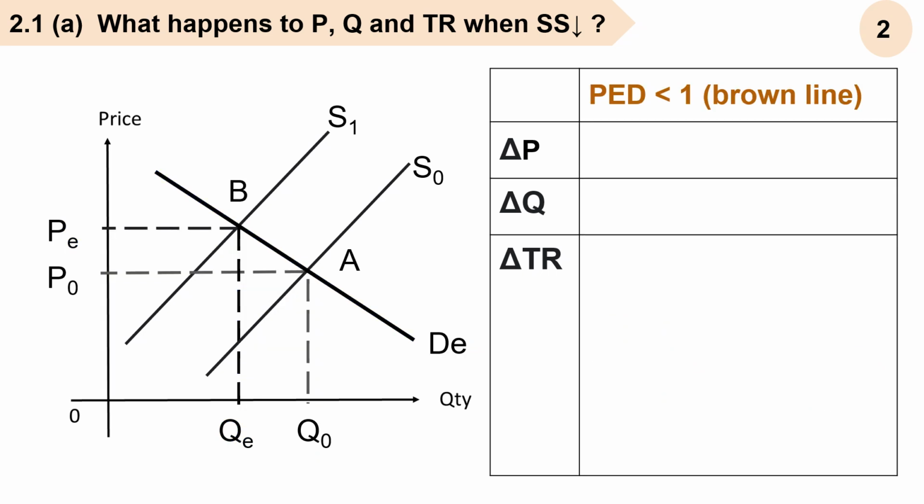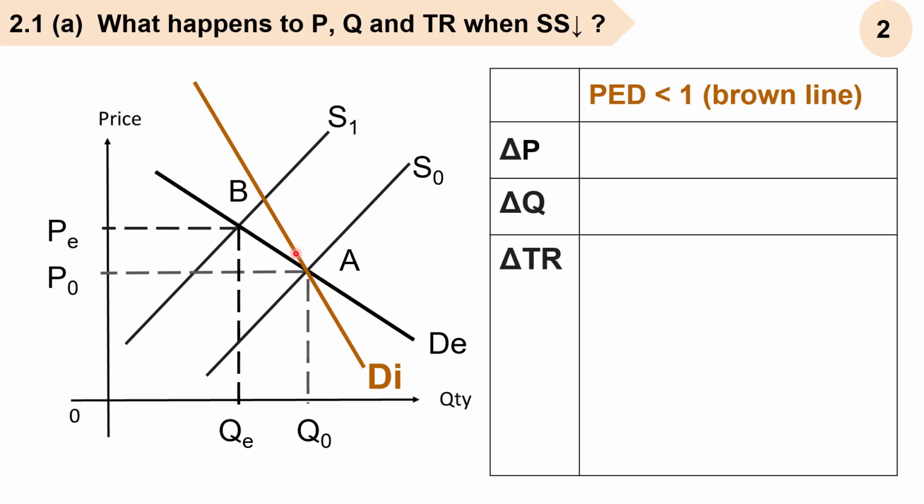Just now we covered the case where PED is more than 1. Now we are going to include the case that PED is less than 1 in this diagram. So how do I draw the demand curve, PED less than 1? First thing first, it has to be steeper than the DE line because demand is price inelastic. And then it has to intersect at the original equilibrium, which is depicted at A. So you draw this demand that is price inelastic, this brown line over here, okay?